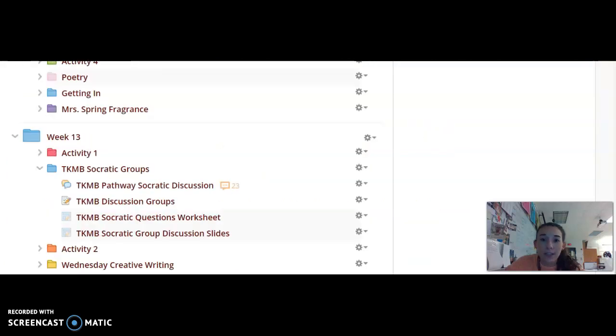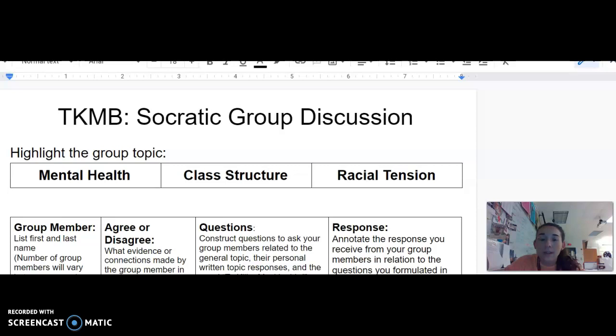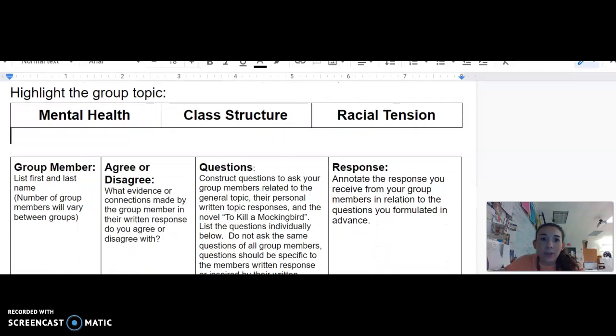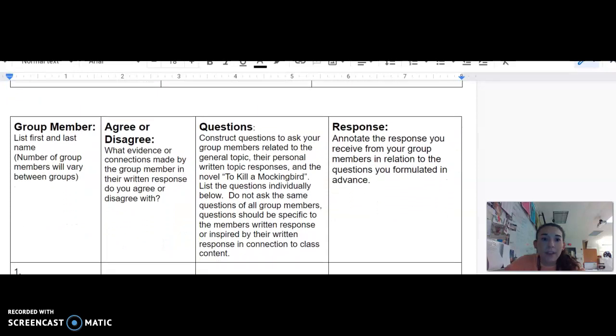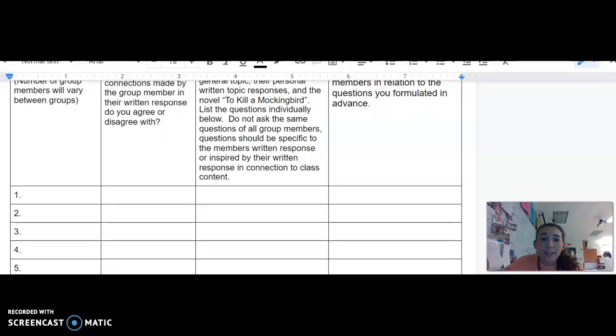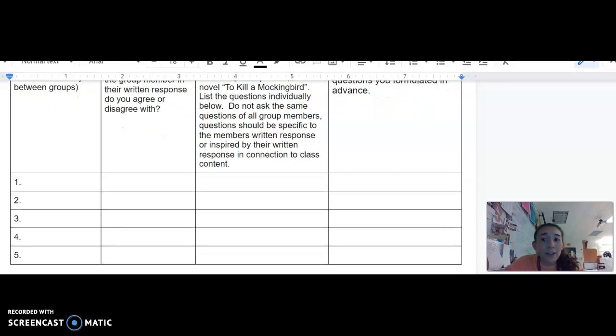So the worksheet that I am referencing can be found in the TKMB Socratic Groups folder. It's not published at this moment, however, it will be published before you come to class today. The worksheet looks like this. I ask you to highlight the group topic. So you are assigned a group and you have already read the group topic, so you're just telling me which one you're in. Then list your group members. Different groups have different group numbers depending upon how many people read that topic. So I listed 5. I don't think I have any groups that are 5, so please just write in the names of your group members accordingly.